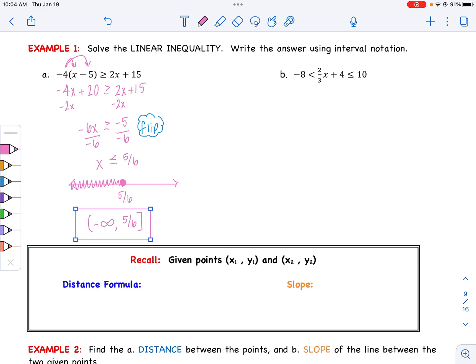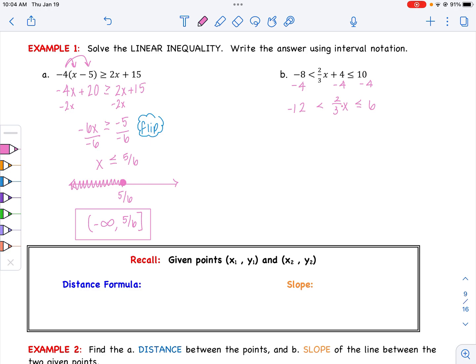For part B, we now have a double inequality here because you have two inequality symbols. This just means you want to get x by itself in the middle. So we're going to undo it to all three sides in order to solve for x in the middle. So that means we're going to subtract 4 from all three sides, getting -12 less than 2/3 x less than or equal to 6.